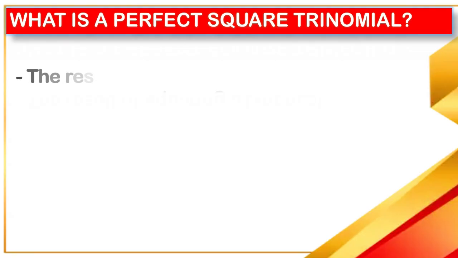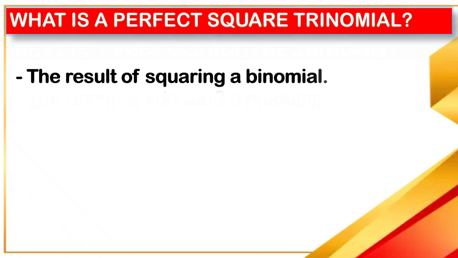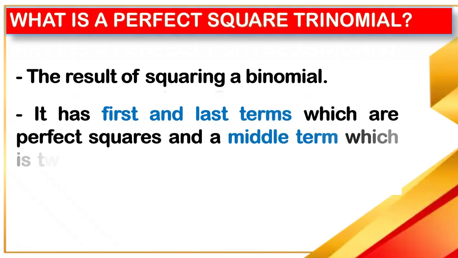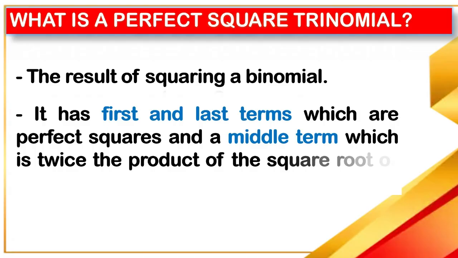What is a perfect square trinomial? A perfect square trinomial is the result of squaring a binomial. It has first and last terms which are perfect squares, and a middle term which is twice the product of the square root of the first and last terms.